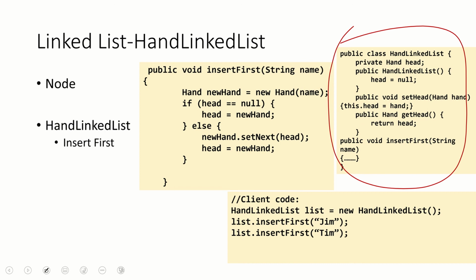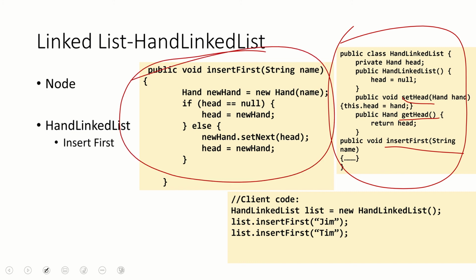Okay, this is the class, the linked list class. In the linked list class, we have the set head, get head. Also, we have the insert first method. I just zoomed in on this method over here. So let's talk about this method line by line. So first, we just read this line.